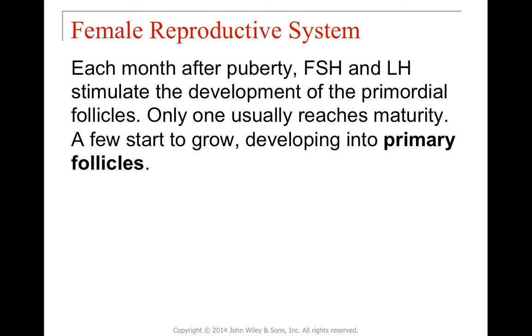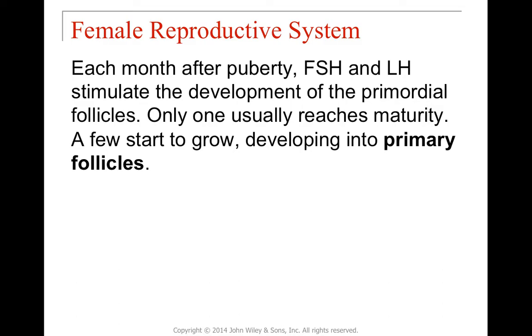And then it gets differentiation cues. And again, it doesn't get these until puberty, but once puberty happens, and for every month on until we reach menopause, we're going to have the secretion of follicle-stimulating hormone and luteinizing hormone. And these guys are going to stimulate the development of the primordial follicles.